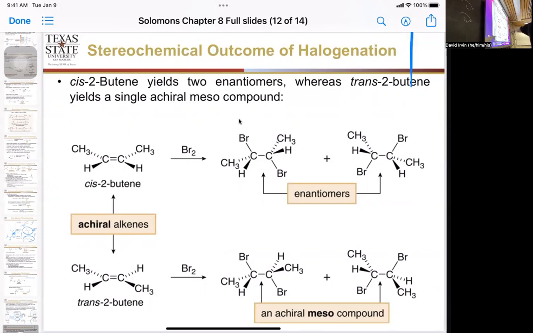I'm going to say, hey, do it for the trans one. And you're going to draw both of them, and you're going to look for a mirror plane. You're going to say, oh, there's a mirror plane. Cross that one, because it's a meso compound. Okay, so we're moving to chapter 5. Chapter 5, stereochemistry. Questions on this?